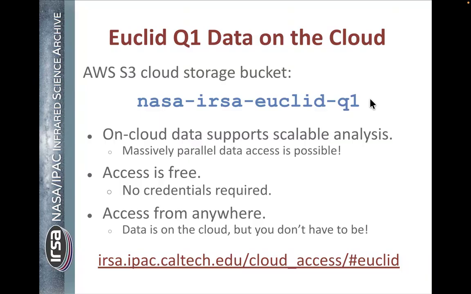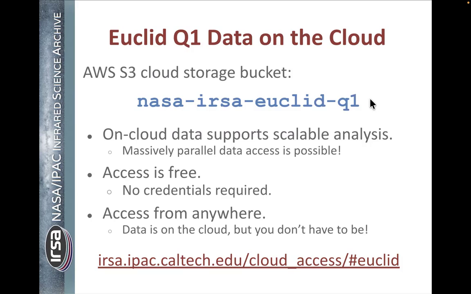This video is about Euclid Q1 data on the cloud. It's part of the Euclid video series June 2026. IRSA serves Euclid Q1 data both from our on-premises file servers and from an AWS S3 cloud storage bucket. Here we'll talk about some of the advantages of accessing the on-cloud copy and how to learn what's there and how to access it.